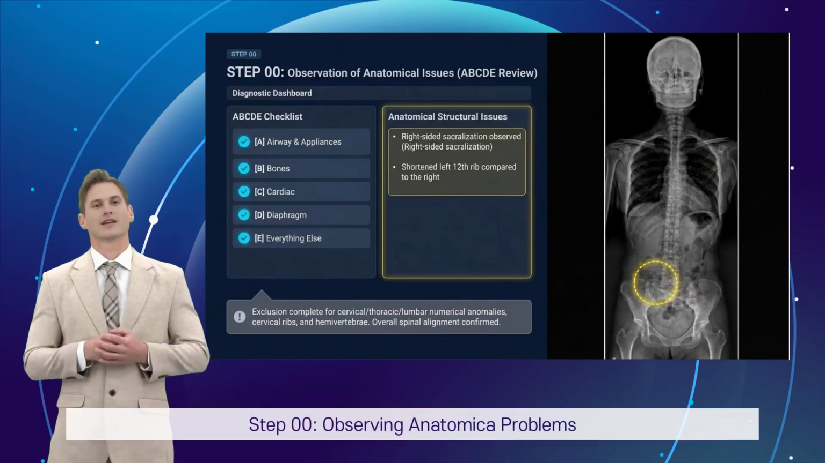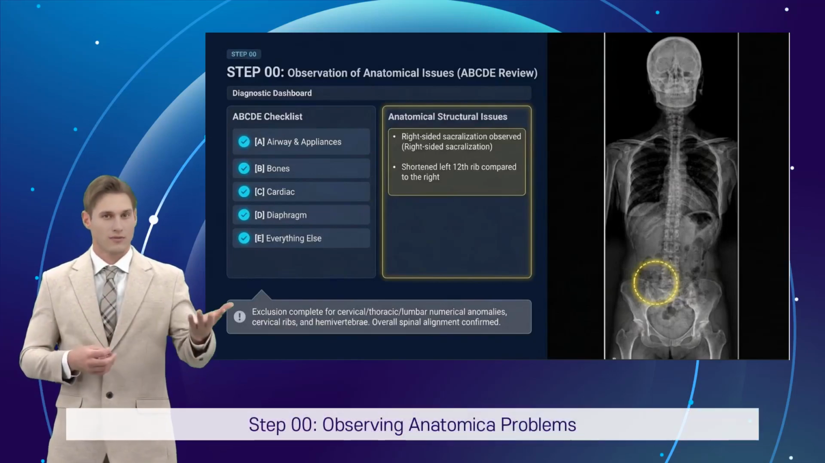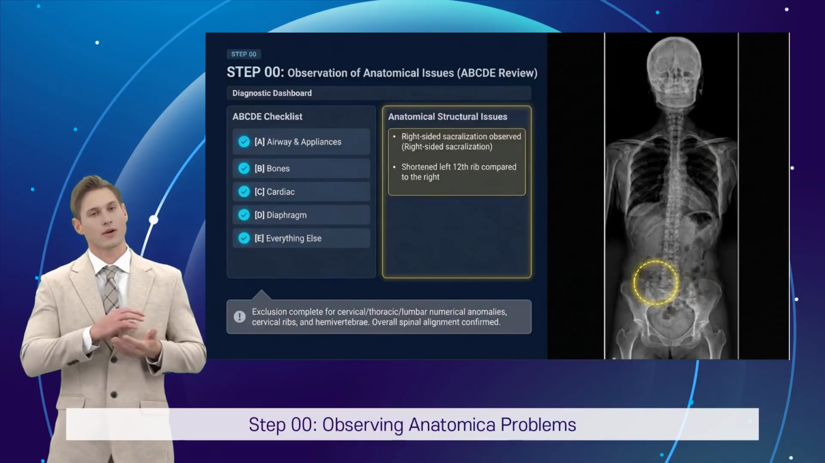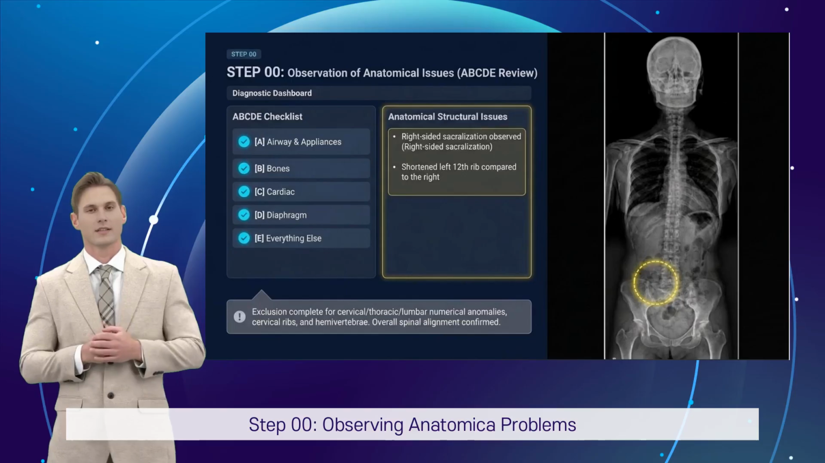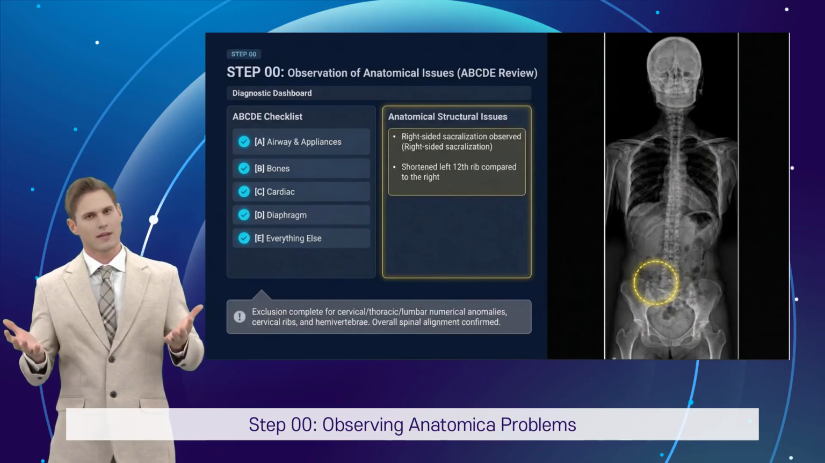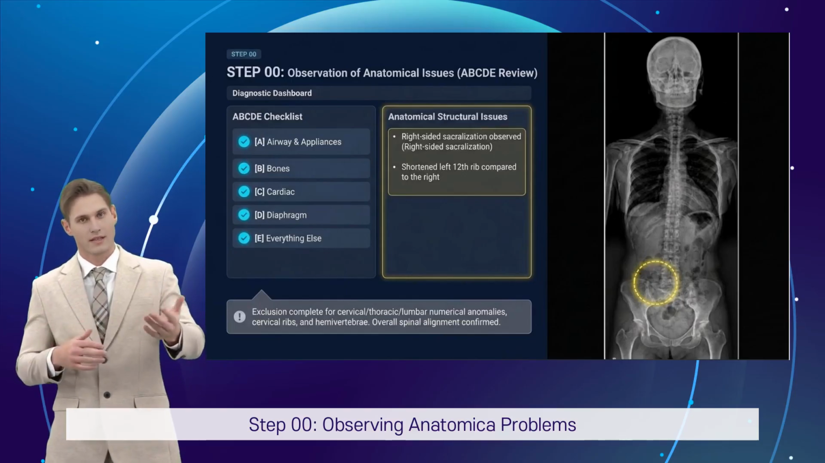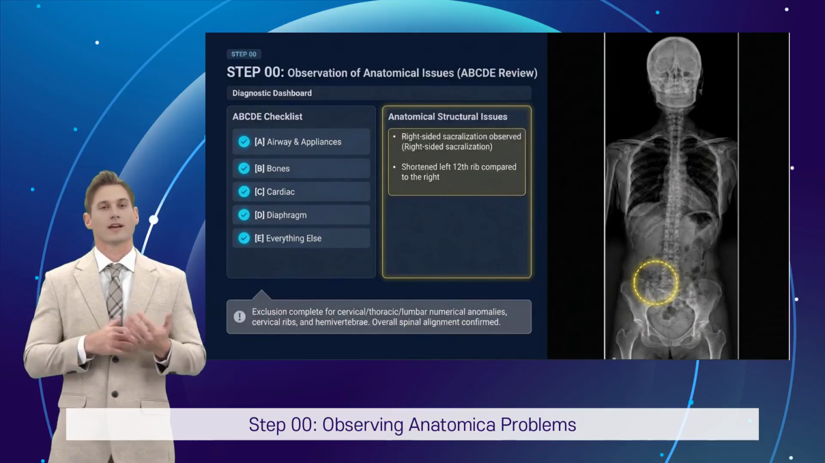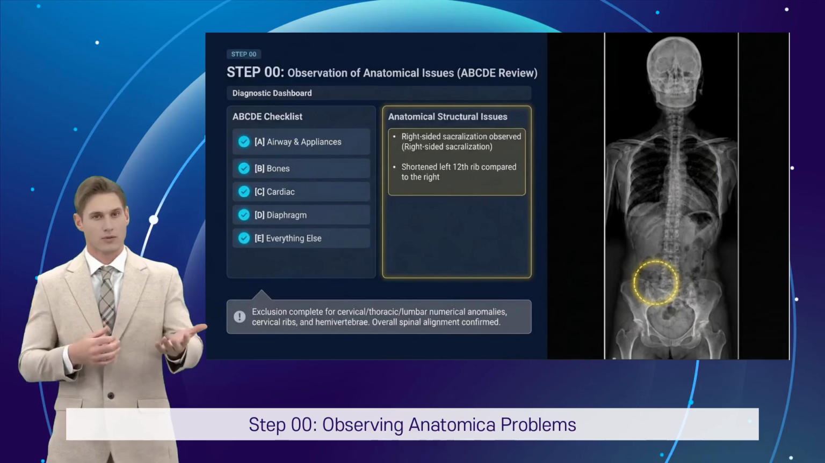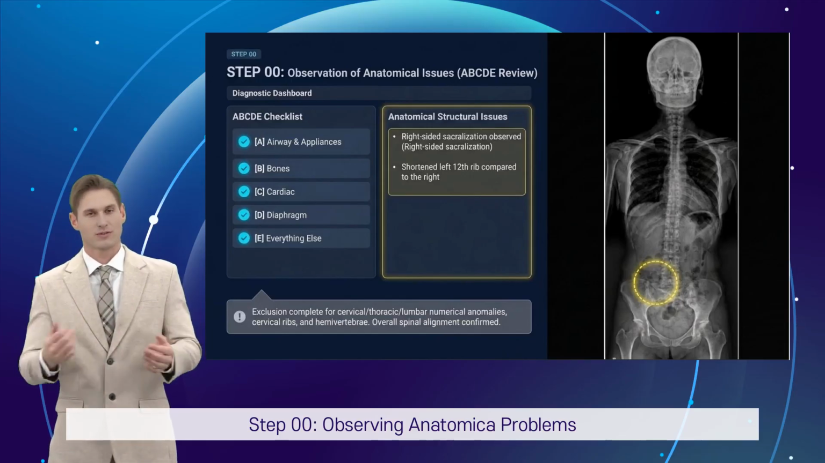Every reading begins the same way, with a careful anatomical review. First, we run through the general ABCDES: A for appliances and airway, B for bones, C for cardiac, D for diaphragm, and E for everything else. Only after that do we look for anatomical structural issues.